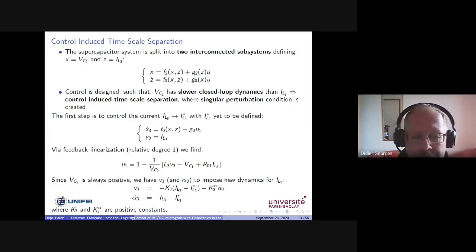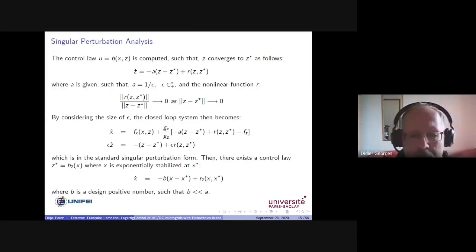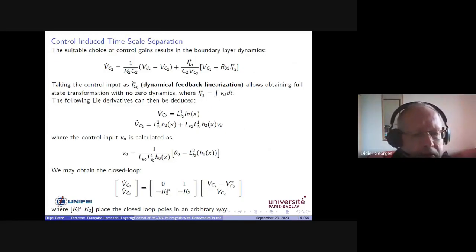I have one question regarding this: how do you choose the... This is on slide 15, I think. If you can move to this, or 14, maybe. Yes, you mentioned the fact that you have to choose K2 alpha and K2 in order to get the property to be able to apply the singular perturbation approach. Do you have results on the conditions you need on the placement, the choice of the gains, in order to get the proper closed-loop poles, in order to get this property of singular perturbations? Do you have some results on this?